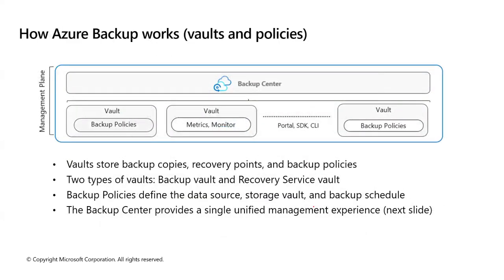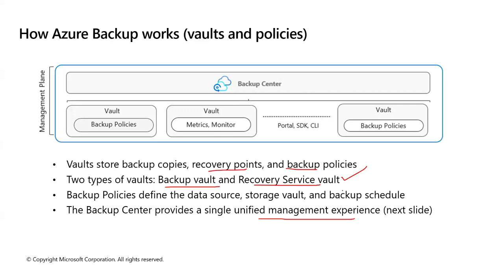So it has a vault. What does the vault store? Copies, recovery points, backup files. When I say vault, it is nothing but your recovery service vault, right? Backup vault and recovery service vault. We are going to see the recovery service vault more because that is what you have to implement. So there are two types of vault here: one is your backup vault and the other is the recovery service vault. Backup policy defines the data source, storage vault, and backup schedule. Backup center provides a single unified experience.